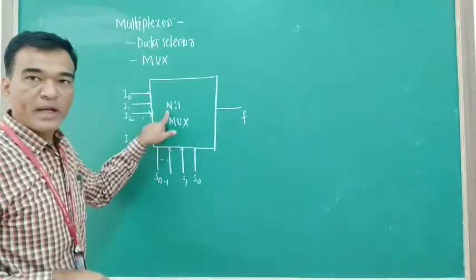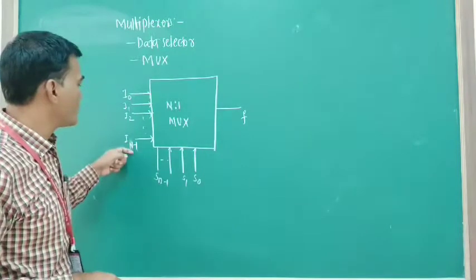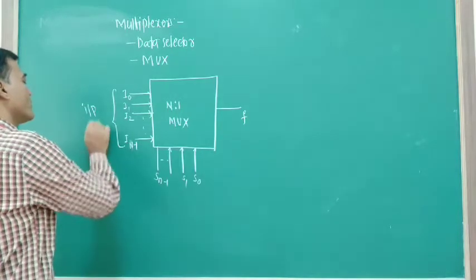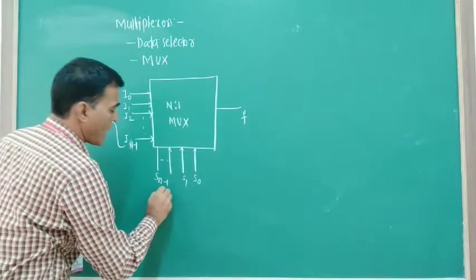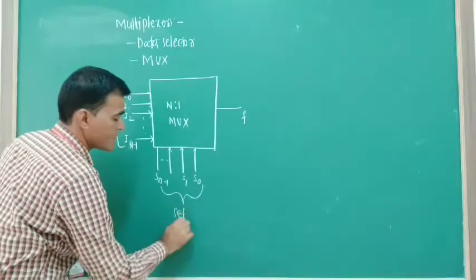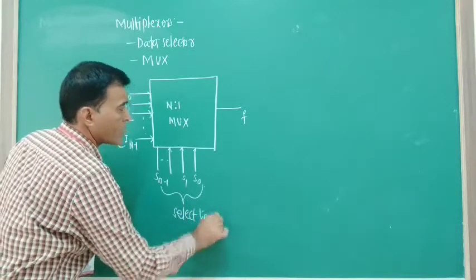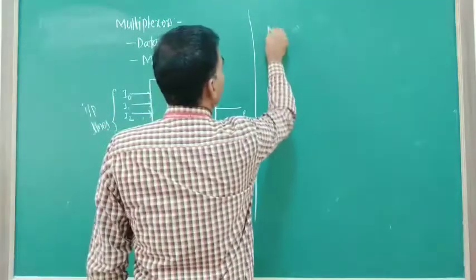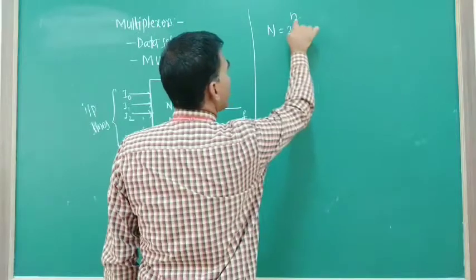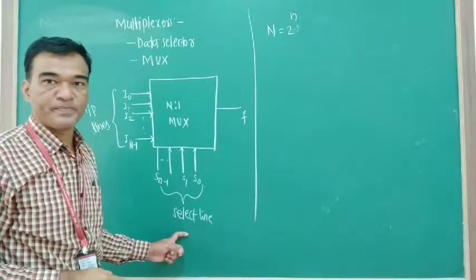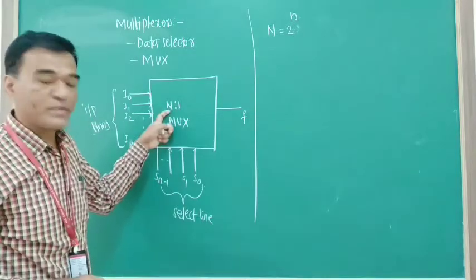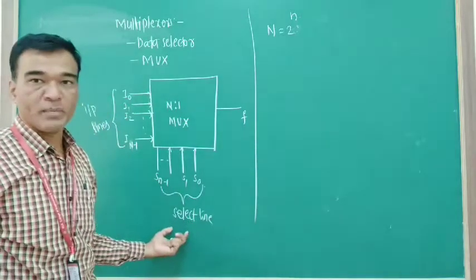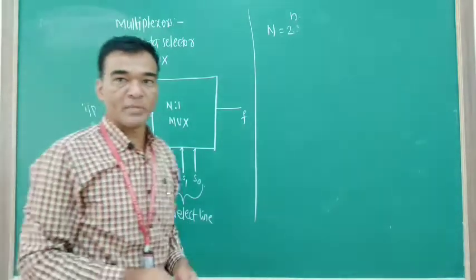It has capital N number of input lines, that is I0 to I of n minus 1. These are the input lines, these are the select lines, and this is the output. In this MUX, capital N is equal to 2 raised to n, where n is the number of select lines. Understood? This is nothing but the multiplexer.